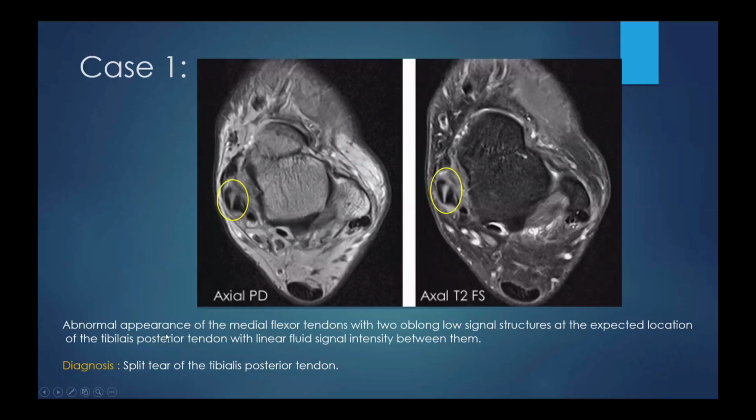So again, there is an abnormal appearance of the medial flexor tendons with 2 oblong low signal structures at the expected location of the tibialis posterior tendon with linear fluid signal intensity between them. The diagnosis is split tear of the tibialis posterior tendon.